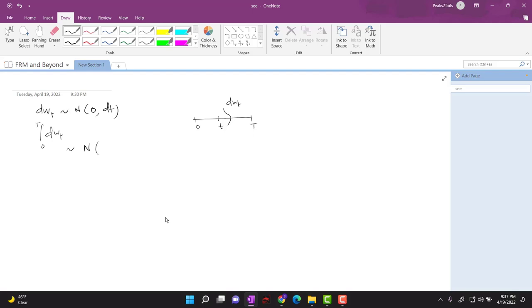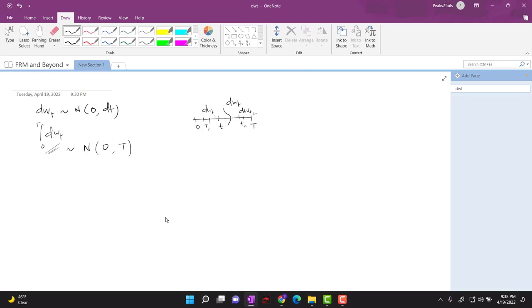This integral is basically a sum. And that sum will follow the normal distribution with mean 0, and the variances will get added up, right? When we add two normal variables, what happens? The means get added up and the variances also get added up, provided they are not correlated. So here also, if you look at different time zones, dW1 happened at time T1, and then another, dW2 happened at time T2. These dWs are not correlated, okay? So we can just add the variances. If we add the variances all the way from 0 to capital T, this will just be capital T. All right, so the integral of dW(t) is normal with mean 0, variance capital T.